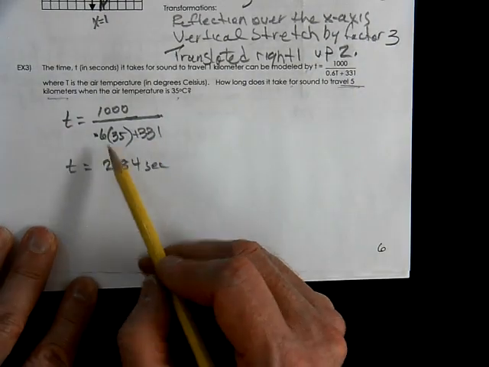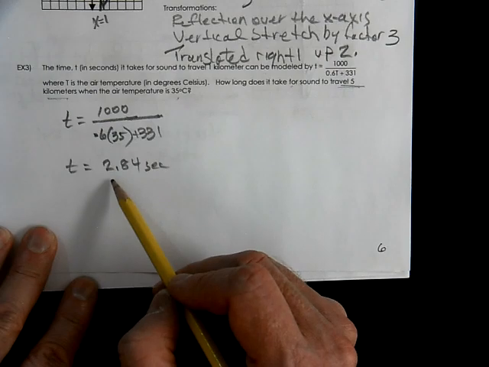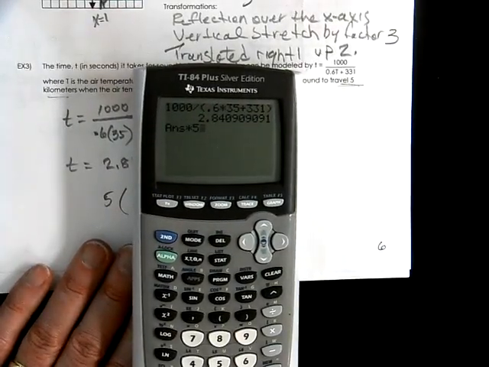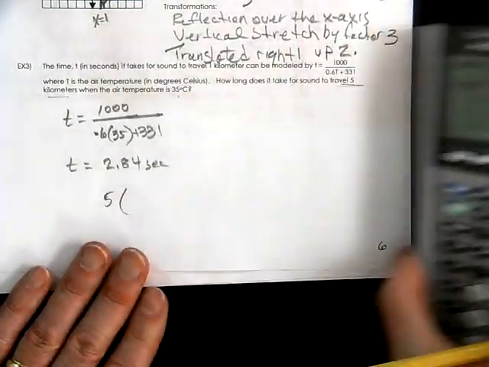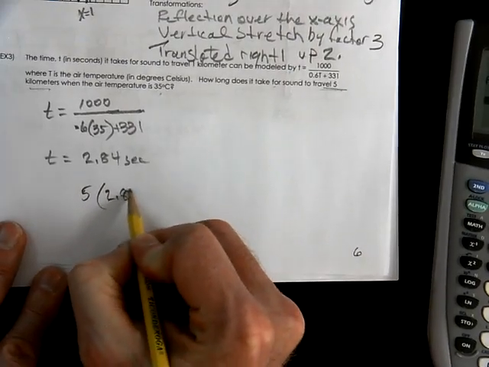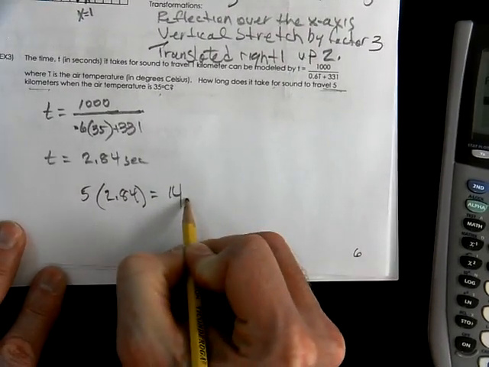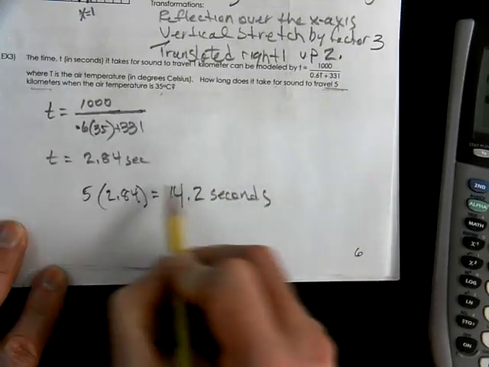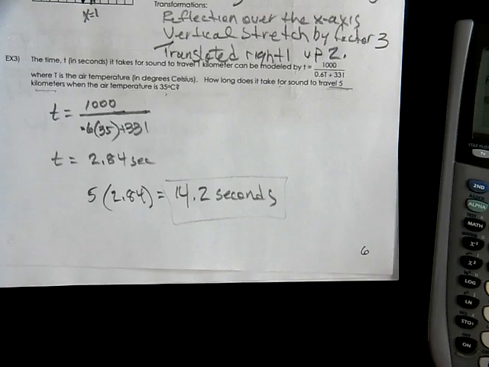So what are we going to do to our time? Multiply that by 5 to figure out our time times 5. And that gave us 14.2 seconds to travel 5 kilometers.